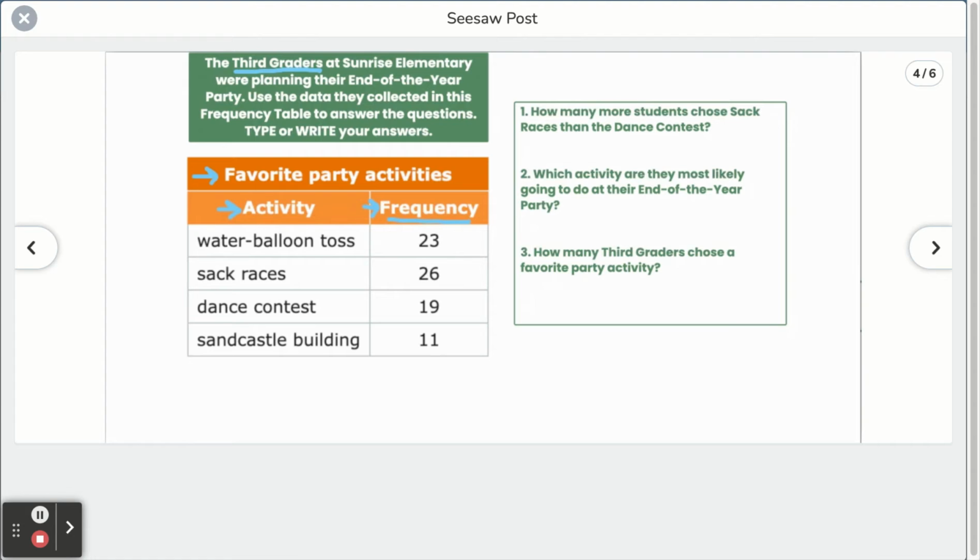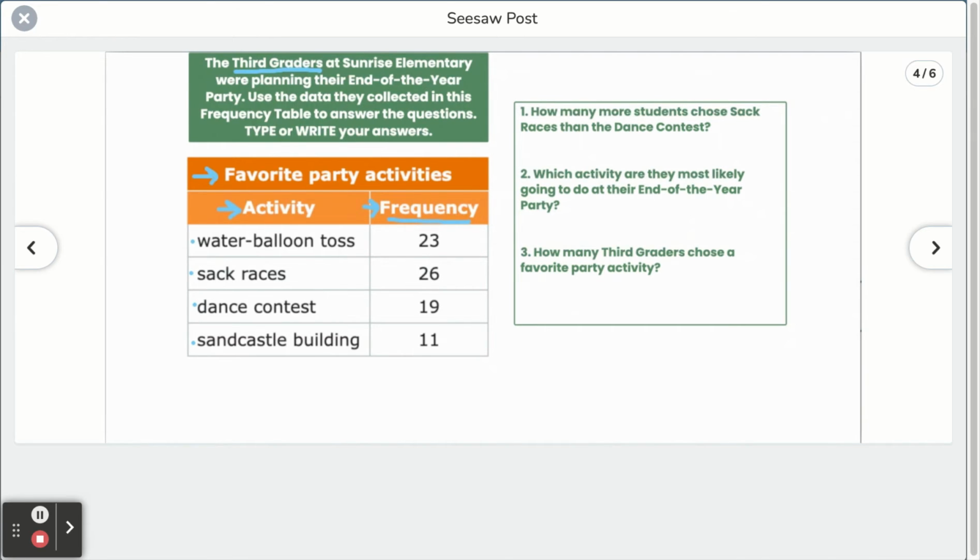When we look at the categories under activity, we can see that water balloon toss has 23 students that chose that as their favorite party activity. 26 students chose sack races, 19 students chose dance contest, and 11 students chose sandcastle building as their favorite party activity.